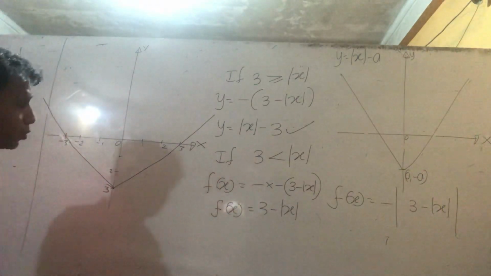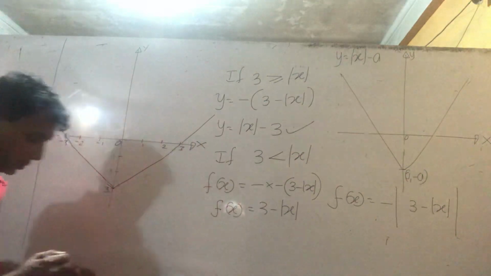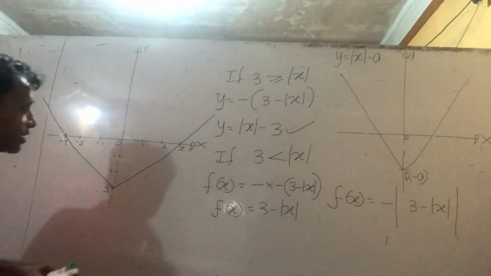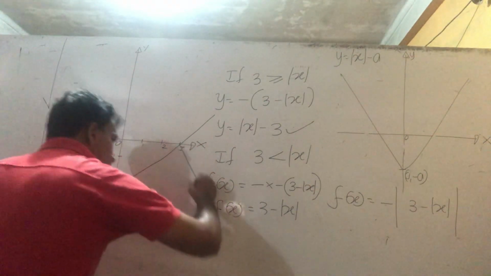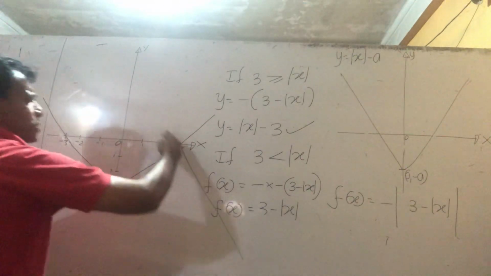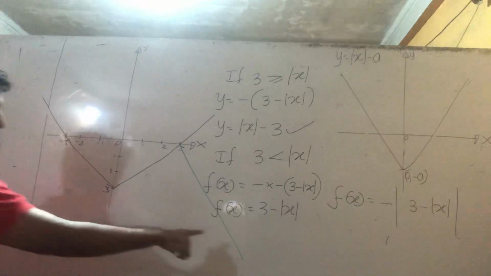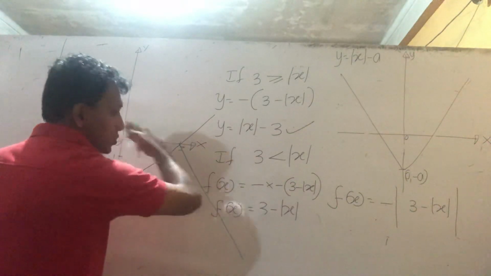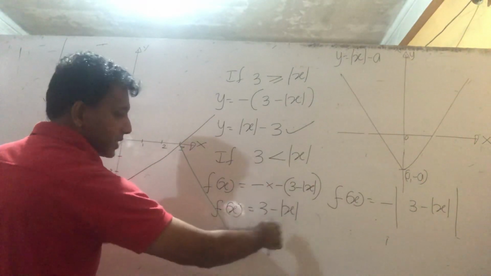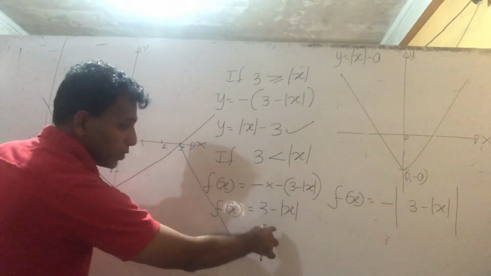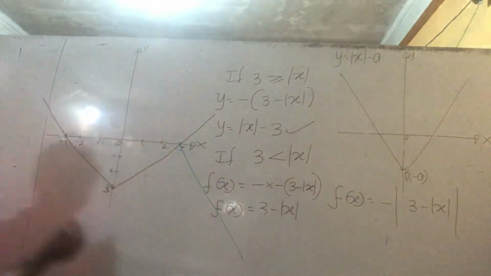2 graphs can be drawn. If I show a different color, it becomes like this. See, you can produce the 3 minus mod x graph. If x is on the positive side, it has the 3 minus x shape. If x is negative, 3 plus x, that becomes something like this.